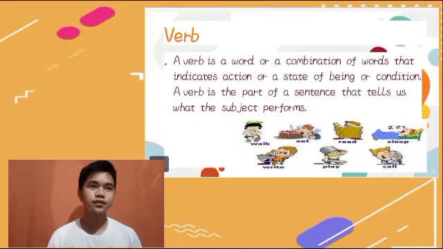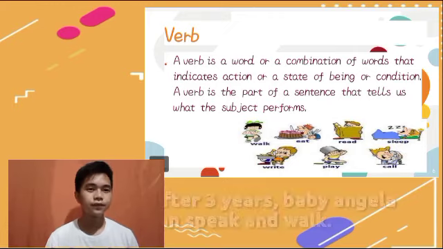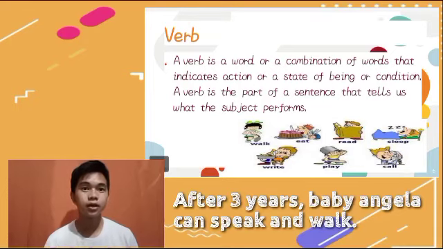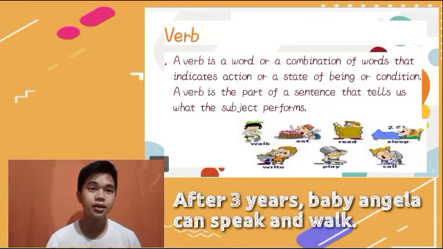Next, let's have the verb. If the adjective is giving information or describing the noun and pronoun, the verb shows an action or state of being. Some examples of these are run, walk, dance, eat, play, speak, and many more. For example, after 3 years, baby Angela can speak and walk. In this example, the verbs that we use are the words speak and walk. They show the actions of the baby. You can use another word that can show the action of a noun or a pronoun.